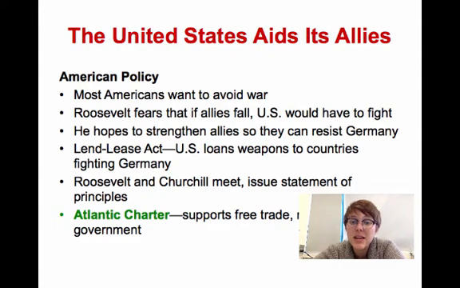Roosevelt and Churchill meet on this issue, and when they're meeting, they come up with the Atlantic Charter. So that is this idea of supporting free trade and the right to form their own government during this time. Okay, this is a very long chapter.